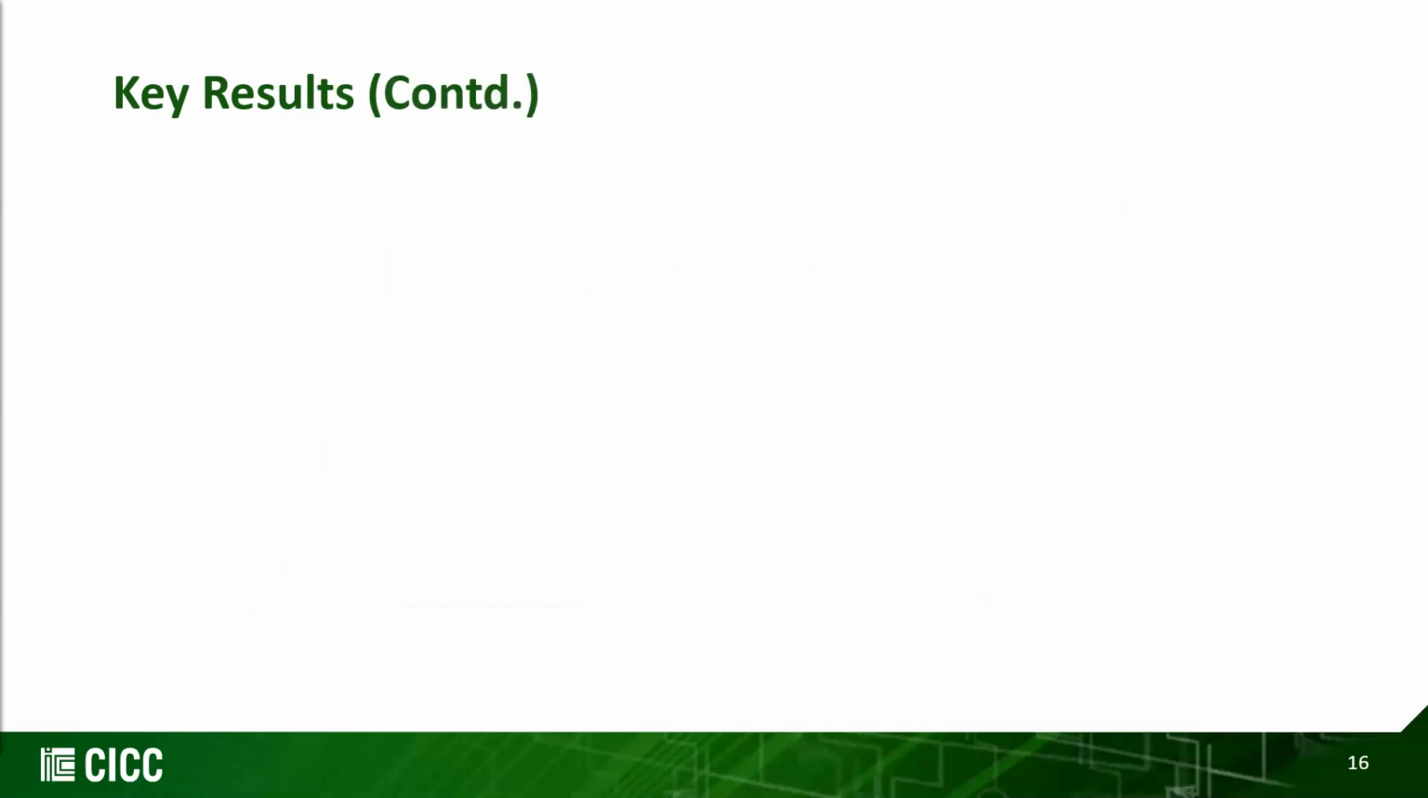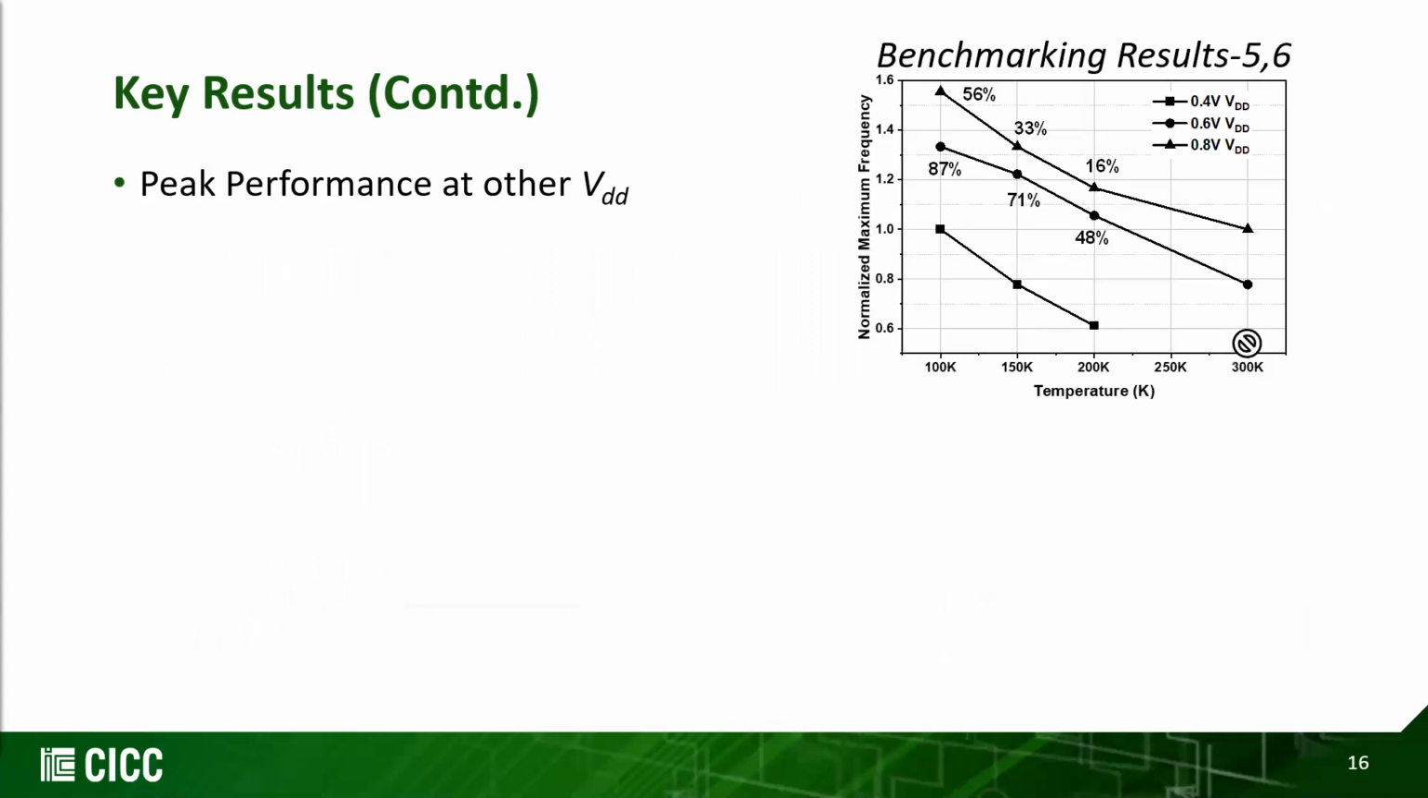We take a second approach to take the advantage of increased voltage overdrive at lower temperature. So we reduce the supply voltage and analyze the peak performance at new VDD. We see around 1.87x improvement in the peak frequency of operation at 100 Kelvin at 0.6 volts VDD compared to the room temperature design of 0.6 volts.